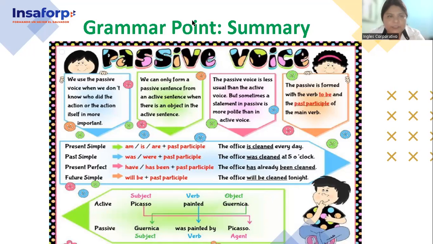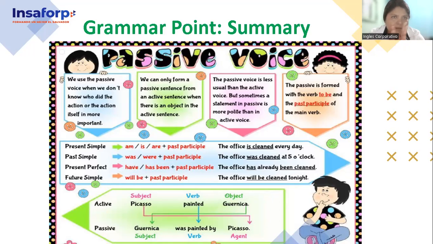A volunteer. So what form of verb to be do we use? O sea, ¿qué forma del to be usamos ahí? Tell us. Cuéntenos, chicos. Look at this. So what is the form? ¿Cuál es la forma ahí? Look at that, guys. Was and were, right? Plus the past participle. Very simple.